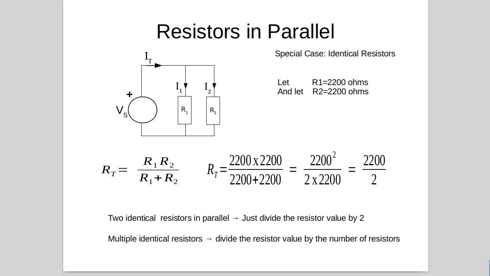In fact, if you have multiple identical resistors, you can divide the resistor value by the number of resistors. So if we had, say, 4 1000 ohm resistors in parallel, then that's 1000 divided by 4, 250 ohms. So that's resistors in parallel.